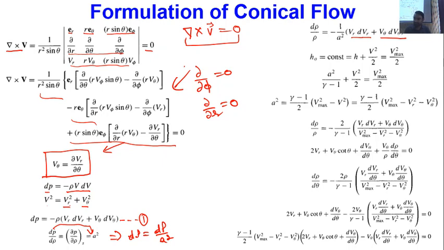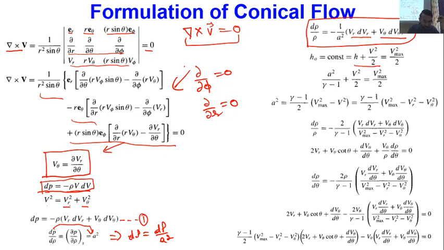Is this one clear? This equation is nothing but our momentum equation, deduced for irrotational flow. It is nothing but Euler's equation. We also know that h naught is constant, and h naught is h plus v square by 2. So this is my third equation. Now I have three equations, so I can solve this.